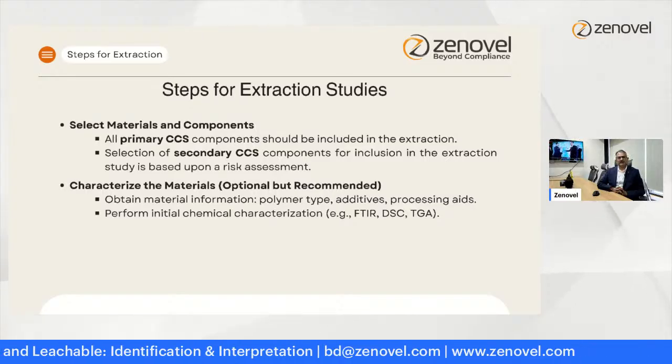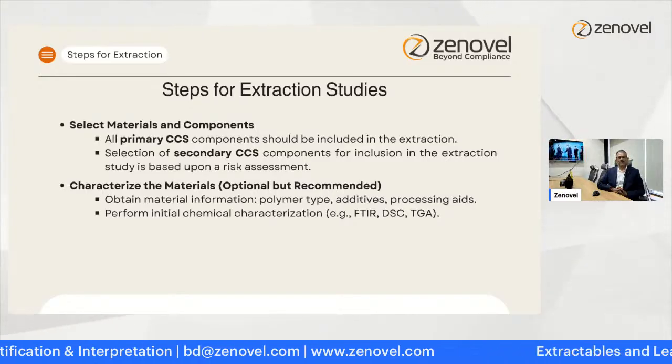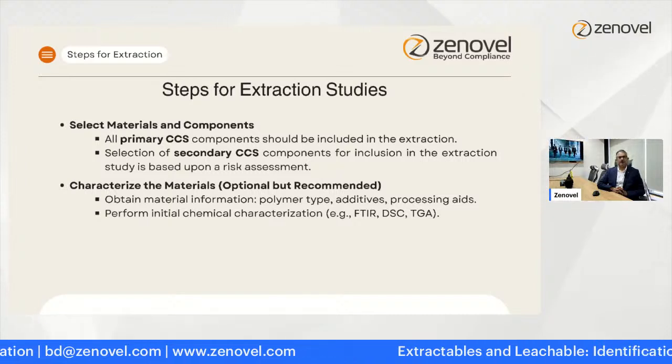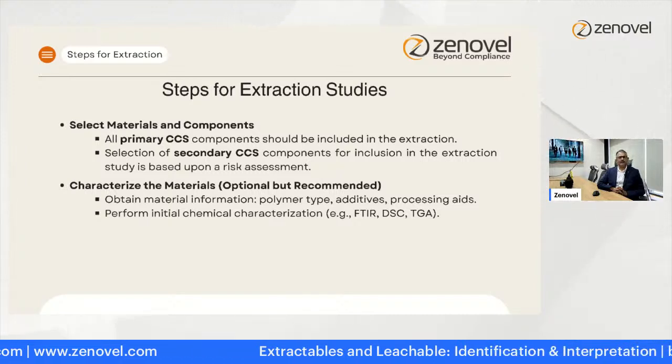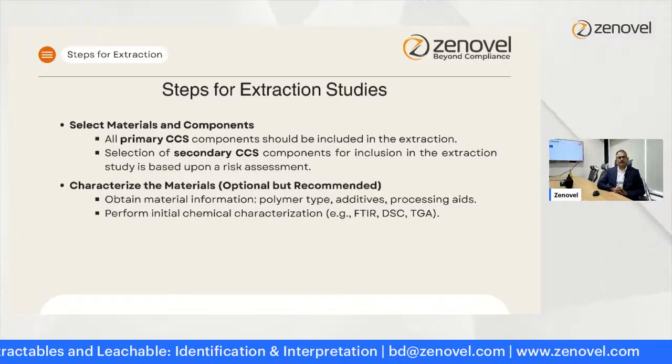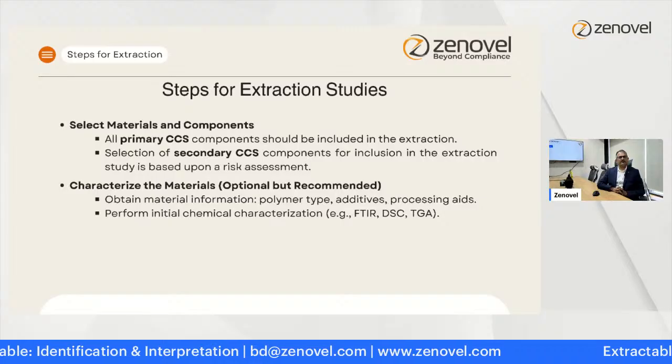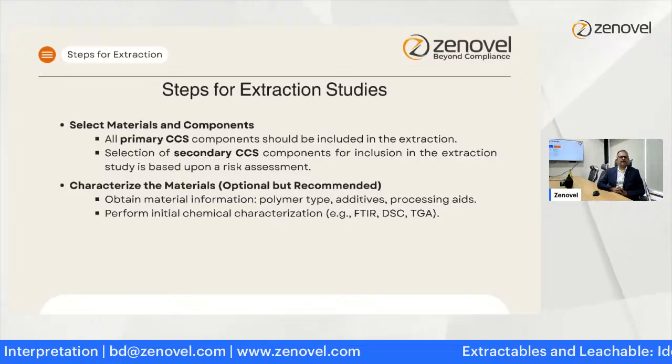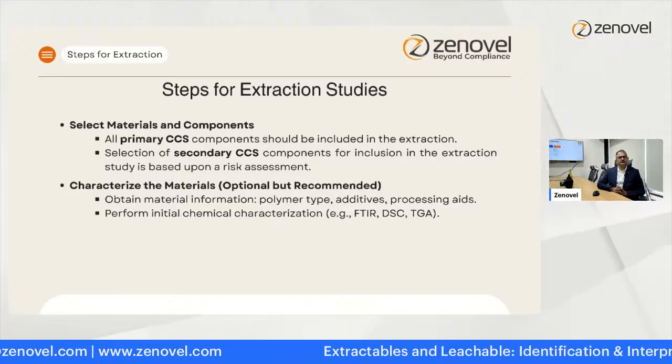Then characterize the material. It is optional, but it is recommended to have all the possible extractables. So obtain material information, whether it is polymer type, adhesives, and processing aids, and perform initial chemical characterization. Example: FTIR, DSC, and TGA.